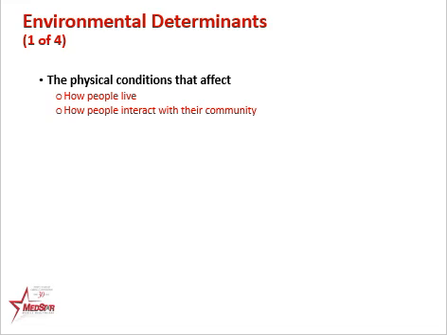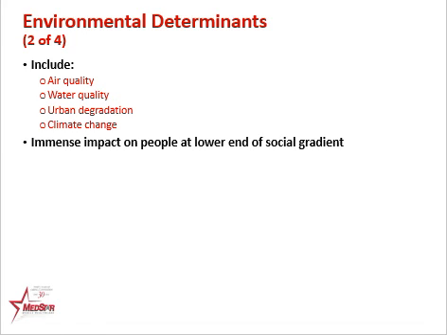So another determinant on health is the environment in which a person lives. It has been suggested that 24% of the world's disease issues and 23% of all deaths can be attributed to someone's environment. Environmental determinants are the physical conditions that affect how people live and interact within their communities. Environmental conditions often are related to air quality, water quality that we spoke about, urban degradation, climate change. And overall, environmental determinants can have an immense impact on the health of the population that you may be serving, especially those on the lower end of the social gradient.